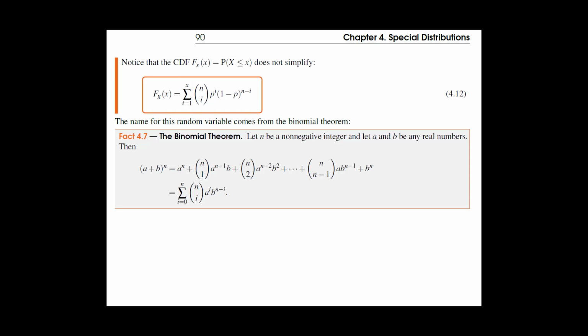Why is it called binomial? Because of the binomial theorem. So it's right there in case you don't recall it. Notice that in our case, a would be p and b would be 1 minus p, which is kind of weird, because p plus 1 minus p is 1. But anyway, it's a true statement regardless.